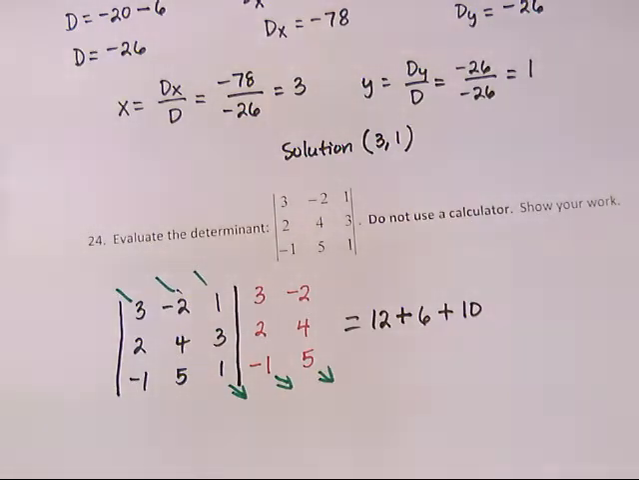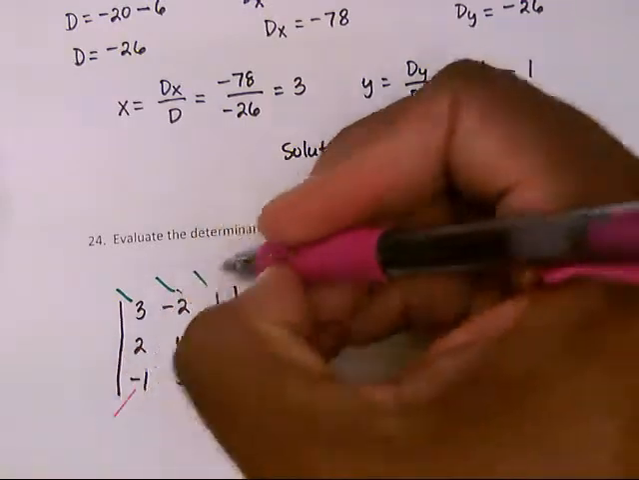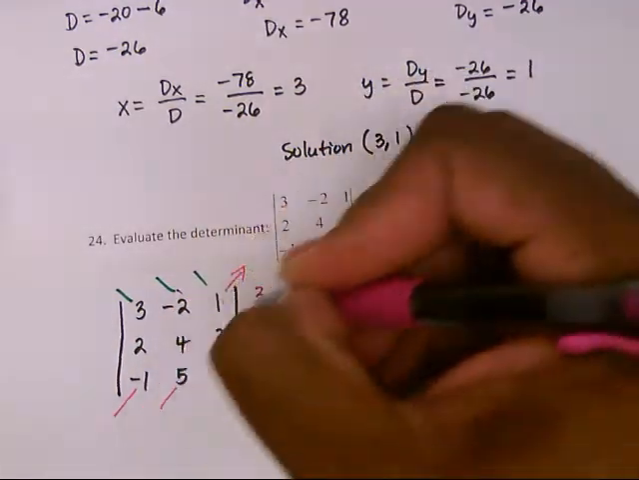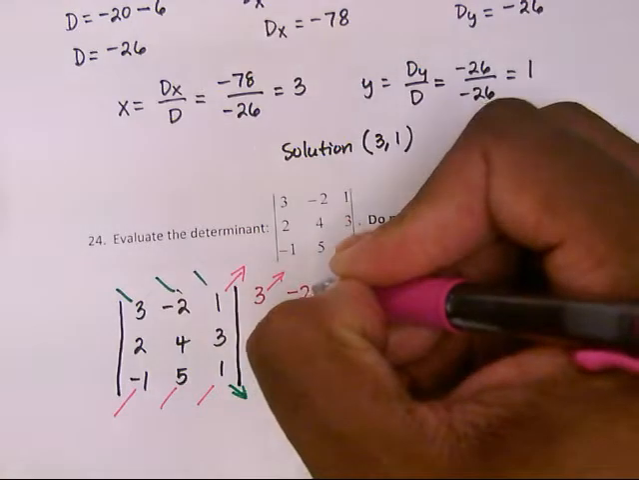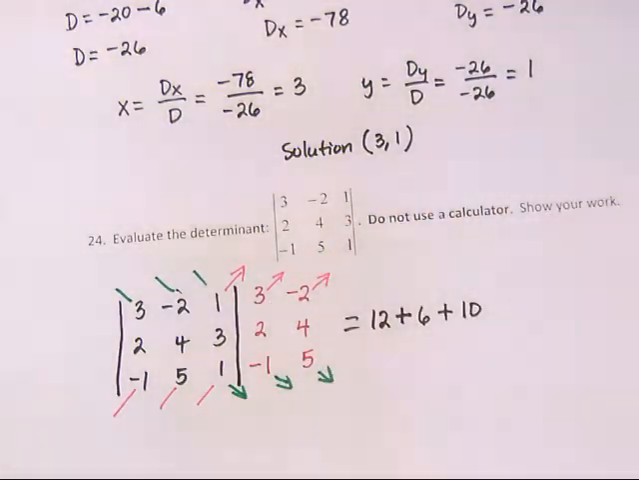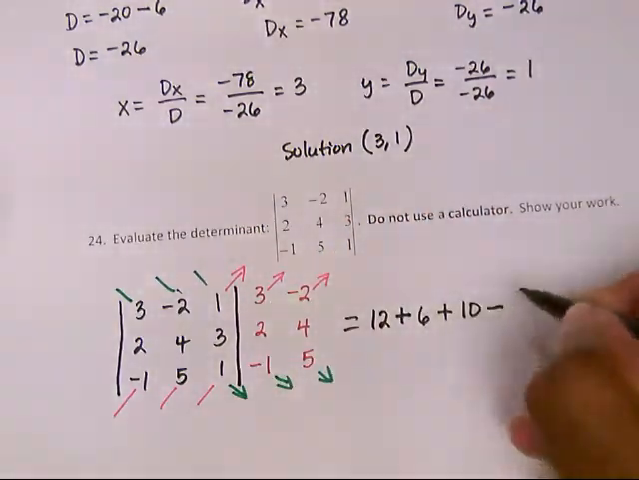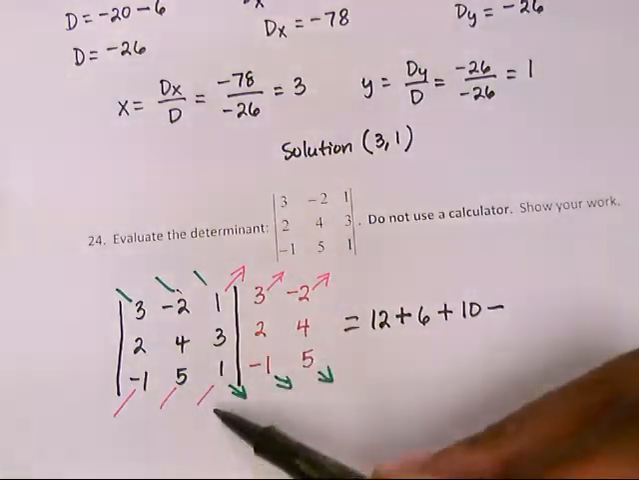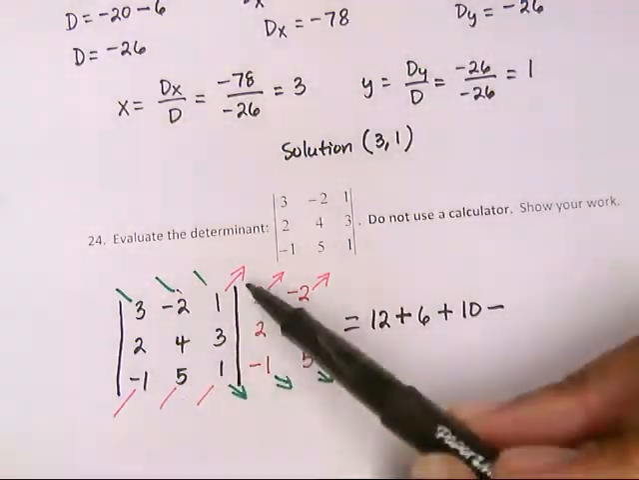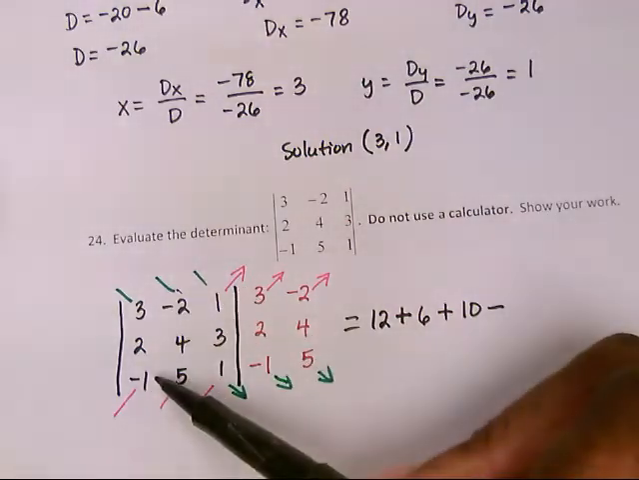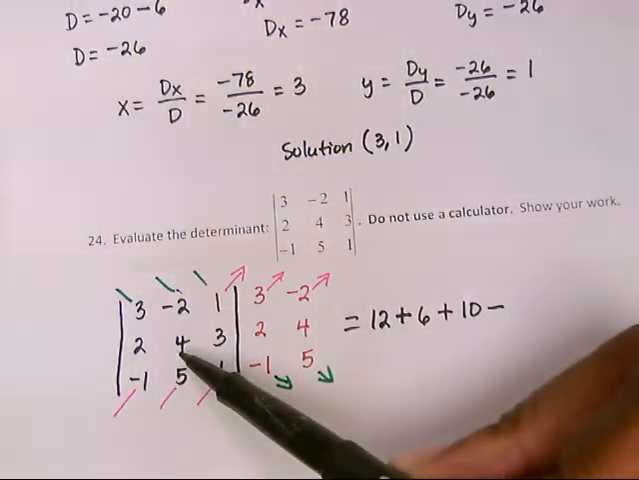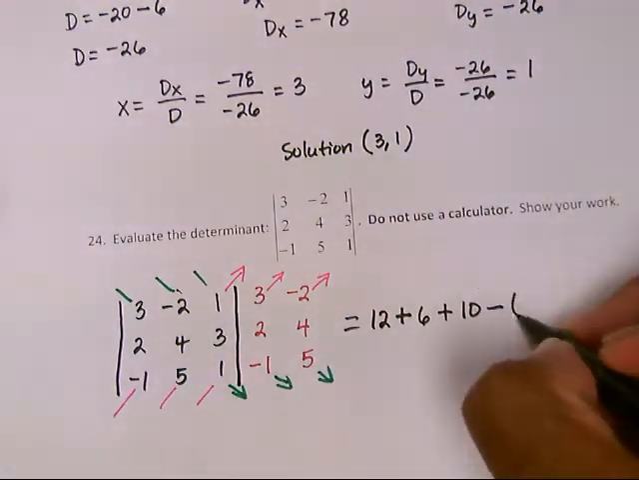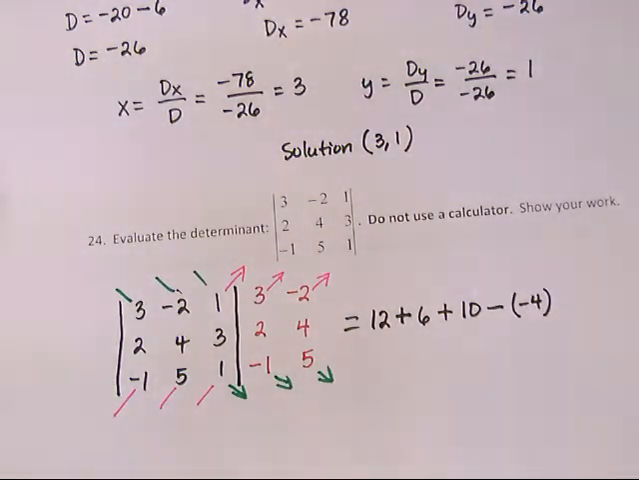Okay? And then next I'm going to subtract. And here's what I'm going to subtract. The product of each diagonal going in this direction, from the lower left to the upper right. So it's always going to be a minus for these diagonals here. So for this diagonal, it's going to be a minus, whatever the product of this is. Negative 1 times 4 is negative 4, times 1 will be negative 4. So it's going to be minus a negative 4.